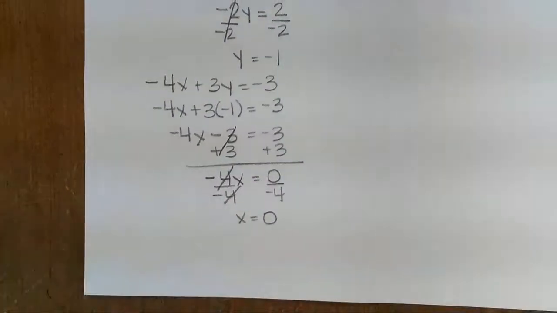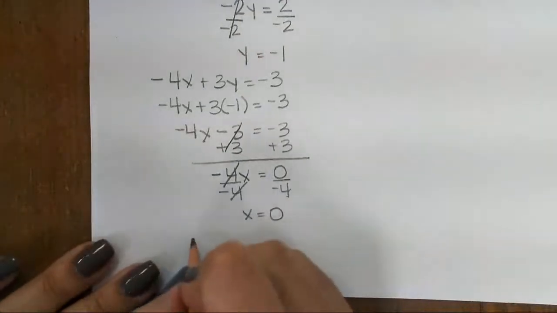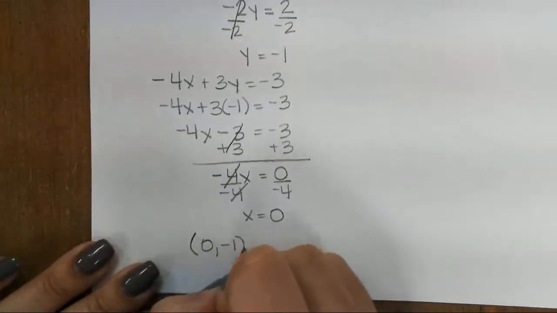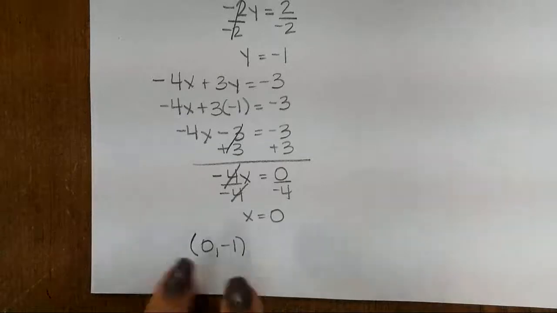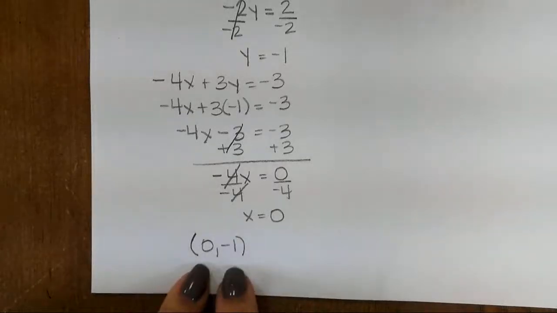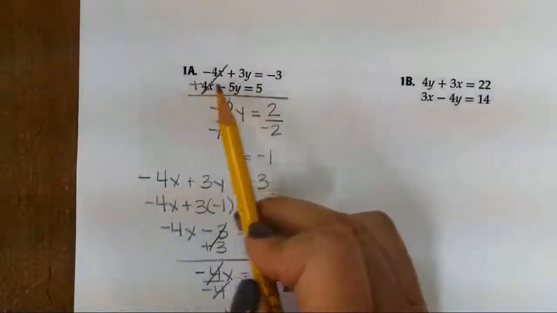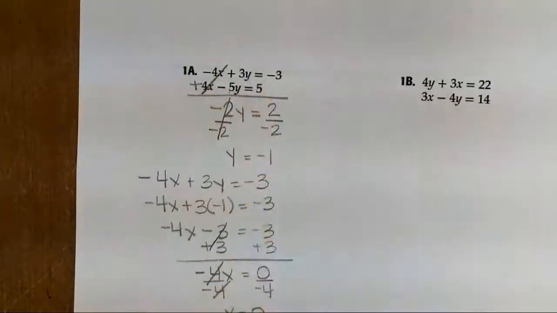Okay, oops, sorry, you guys can't see down there. Okay, so I get that x is equal to 0. Now, my ordered pair for this is going to be (0, negative 1). Now, in order to check your work, this is something you guys should be doing regularly. Okay, if I substitute these values into my equation, I should be getting a true statement. So I'm going to go ahead and substitute this into this first equation. I'm going to make sure that I did every single thing correctly.